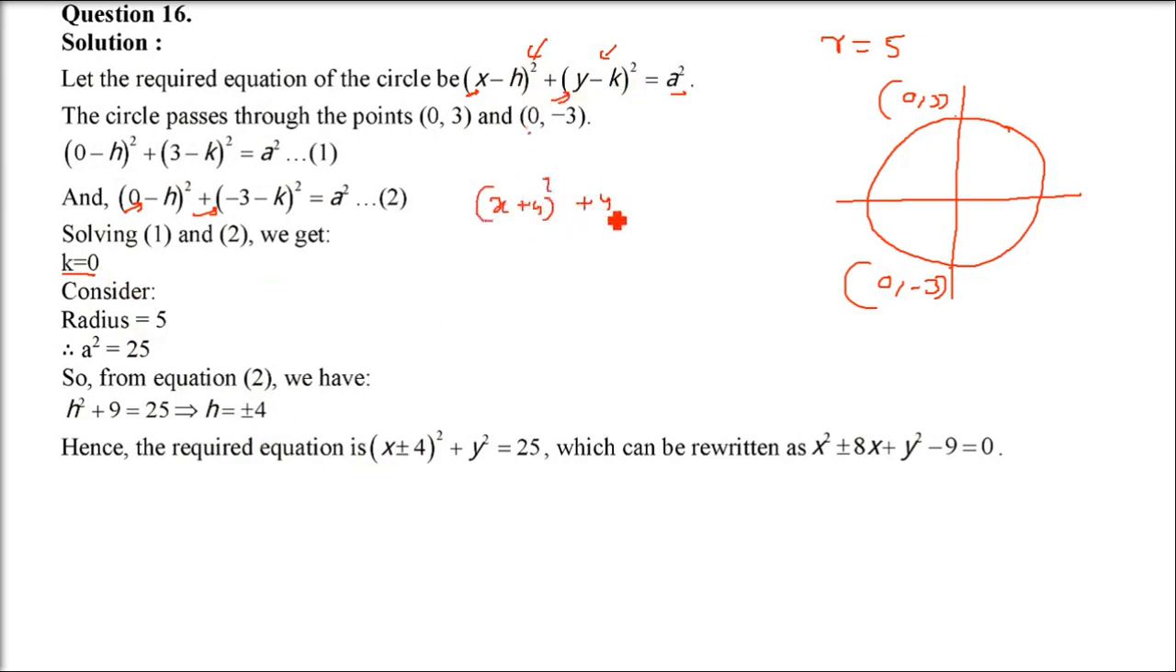So this will be x plus 4 whole square plus y square equals 25. So you get x minus 4 whole square. One time I am putting plus 4, one time I am putting minus 4. So you can just write it like this also. Just put plus minus. It's well understood.